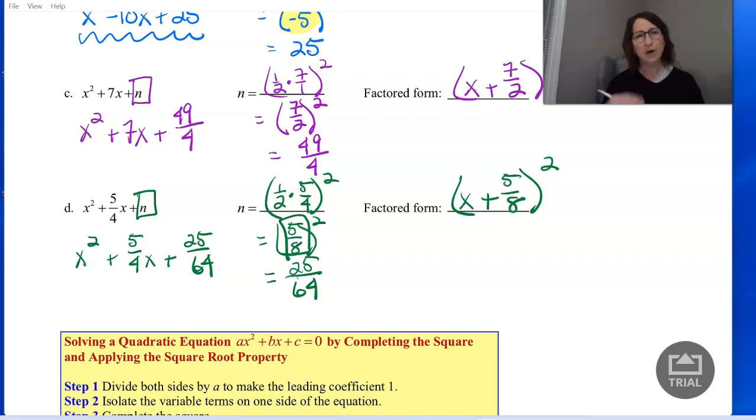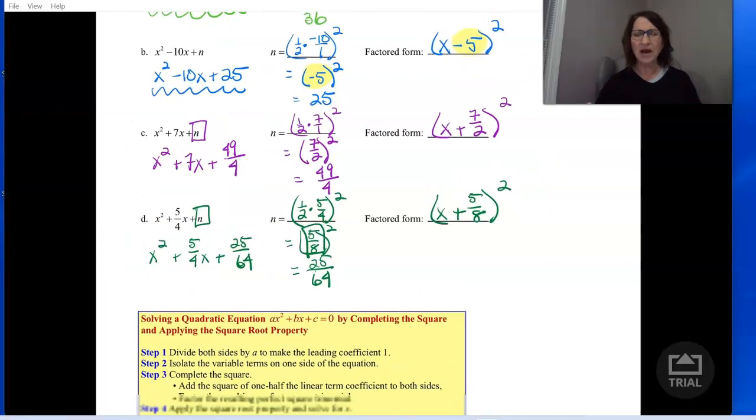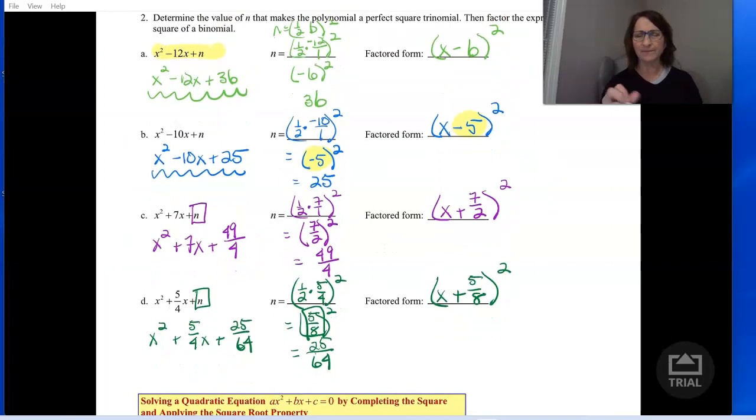All right. So notice that some of these were really easy to do. The numbers worked out real nicely, and some of them not so much. Well, let's take a peek here. So here's the observation. When your b term was even, then we got really nice numbers. When it was odd, then we got a fraction in our binomial.